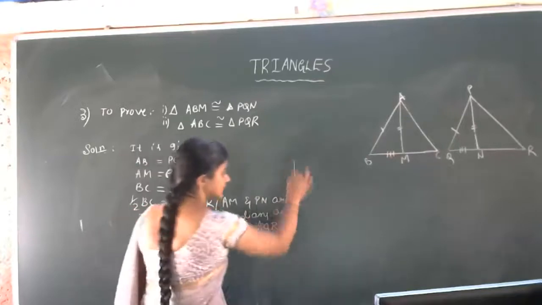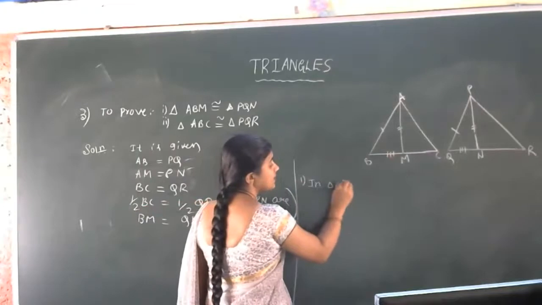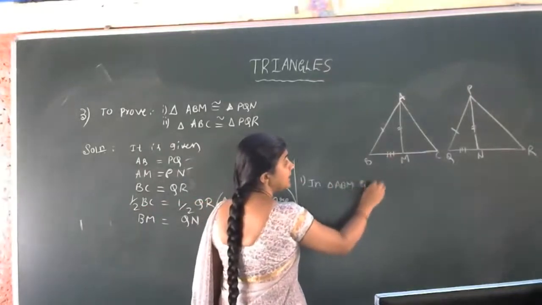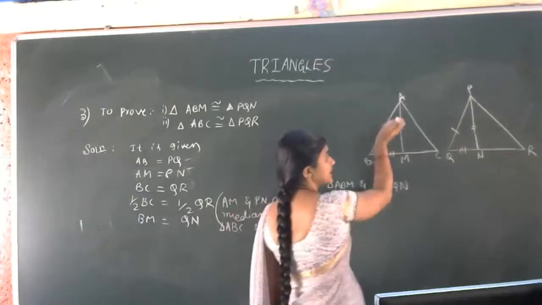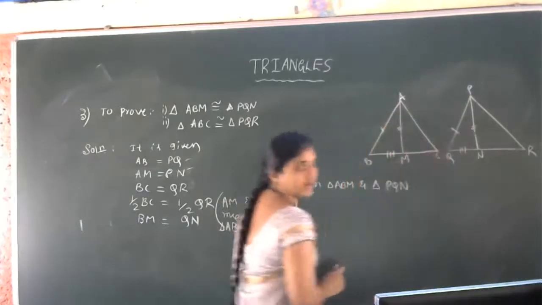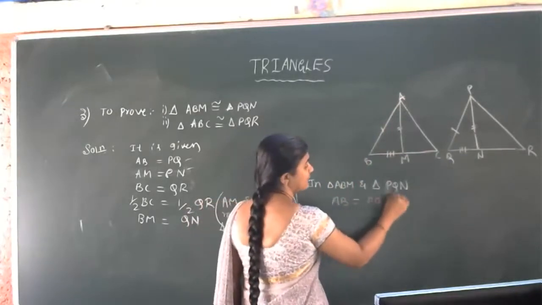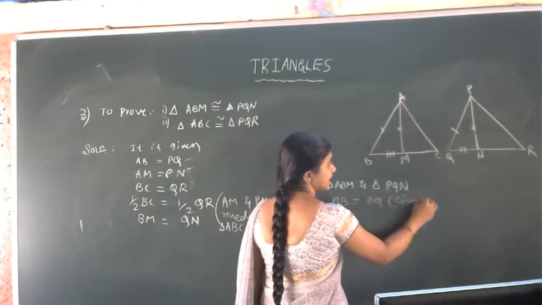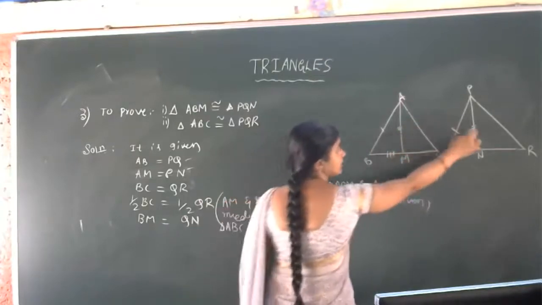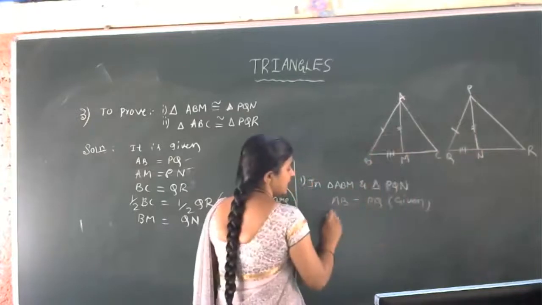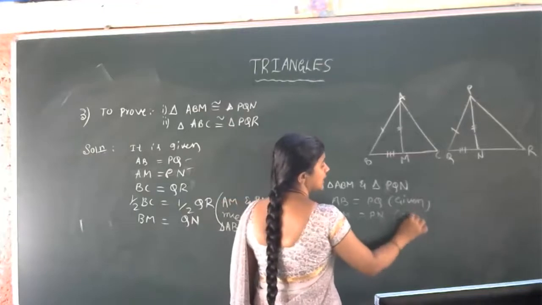Yes, let us start the proof of the first congruency. In triangle ABM and triangle PQN, we are choosing these two triangles. Now AB is equal to PQ, given. Given that this AB side is equal to PQ. Now AM is equal to PN, which is also given.